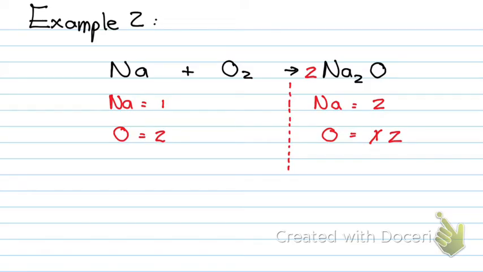However, that little 2 also applies to the sodium, which means the sodium is now 4, because we're going to take that little 2 and multiply it by 2. Now we have to fix the one on the left-hand side. How are we going to make it? Well, we're going to make it 4. And all we're going to do is we're going to put a little 4 in front of the sodium. Problem solved.